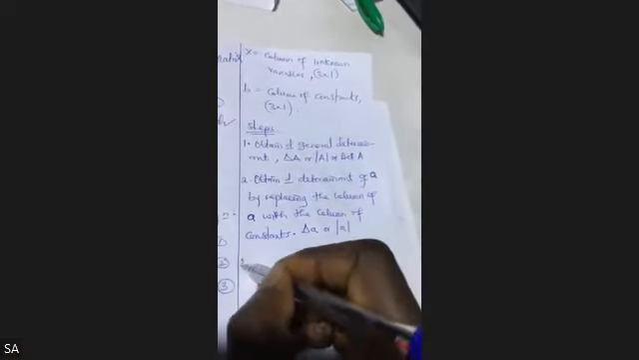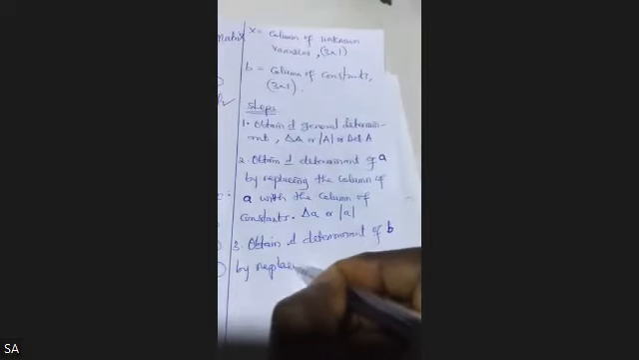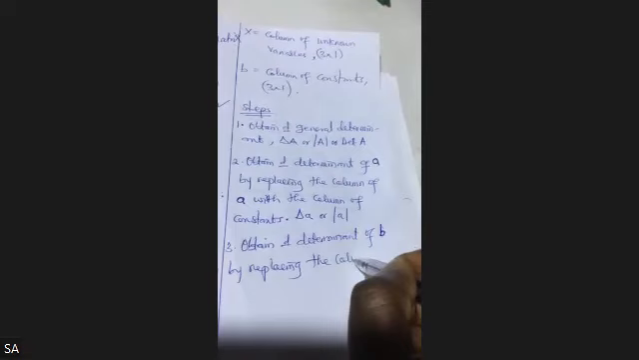Now, step 3: obtain the determinant of B by replacing the column.